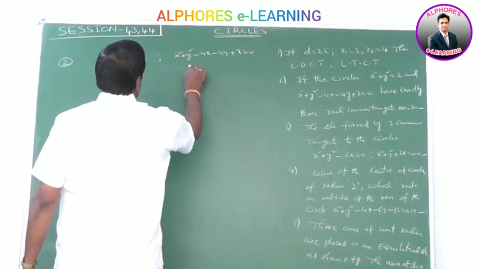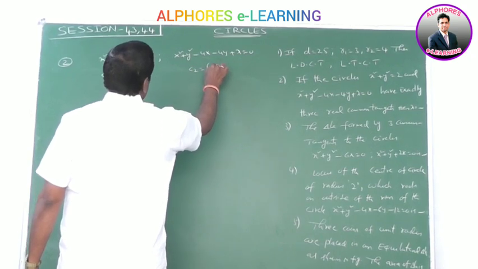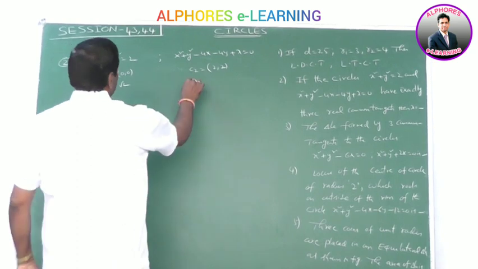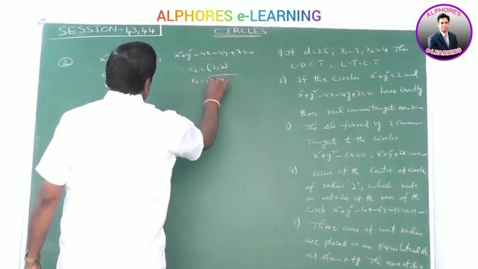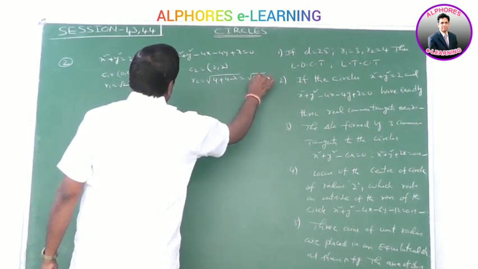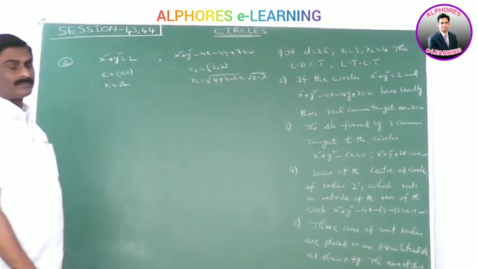Here g is equal to minus 2, f is equal to minus 2. That means the center of the circle is (2, 2). The radius of the circle r2 is equal to root of g square plus f square minus c, means 4 plus 4 minus lambda. That is equal to root 8 minus lambda. It is the radius of the circle.